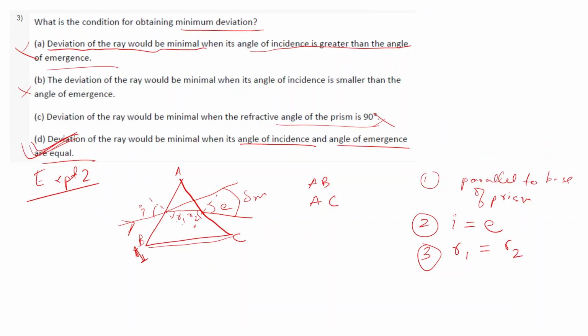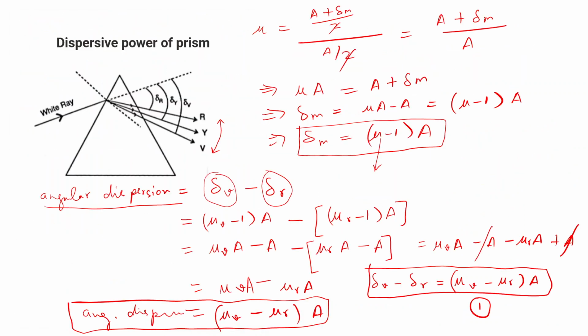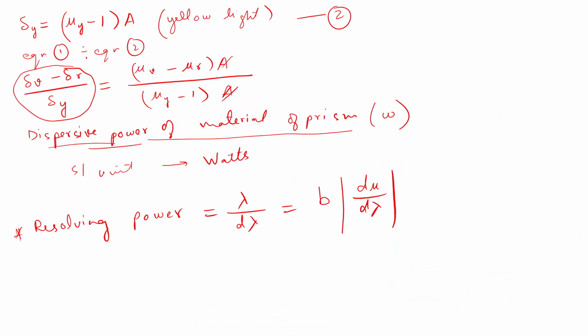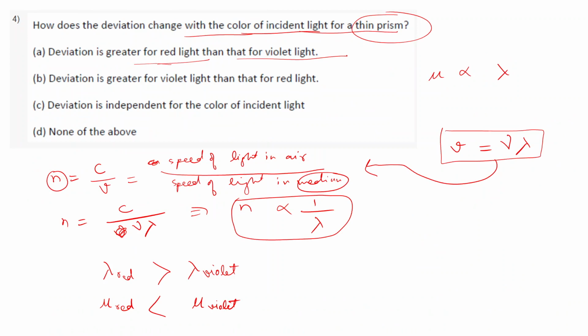Deviation is less for red light than for violet light, and this is because of refractive index; we had seen the relation between refractive index and deviation. We had derived it here. Yeah. So from this we can see that deviation is proportional to refractive index. In this particular question they are talking about deviation, how much it's bending. And since I just showed you that deviation depends on refractive index, the higher the refractive index, the more is the deviation.